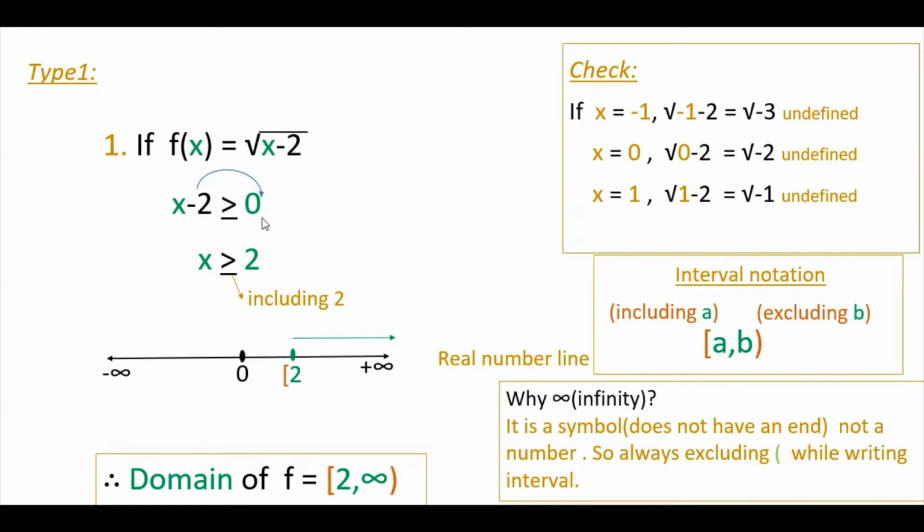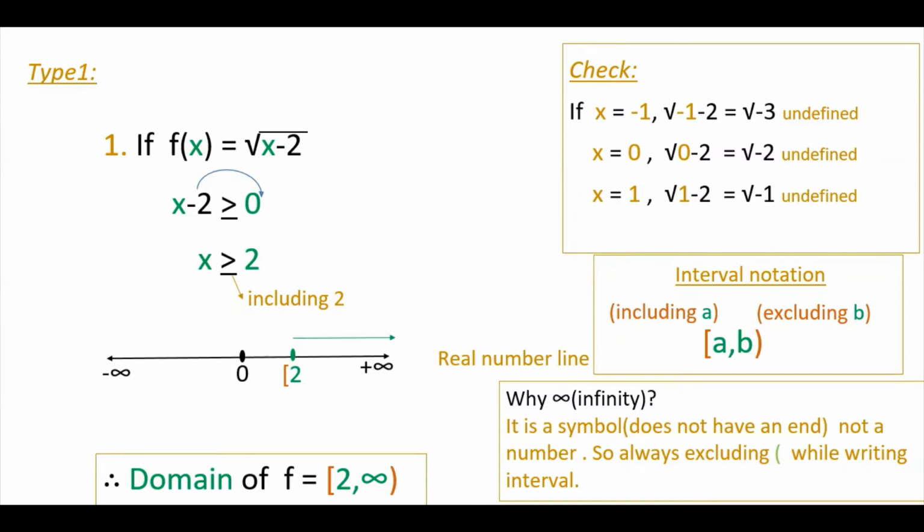So x minus 2 is greater than or equal to 0 and x is greater than or equal to 2. That means it is including 2 also. You can show this on the number line like this. This is a number line, minus infinity, 0 and plus infinity. And it is a positive number. X is greater than or equal to 2 means all the x values are either 2 or greater than 2. So these positive numbers you have to write on this side, and it is including 2. So you have to show like this, and x values are from 2. There are infinite number of real numbers from 2. So you have to put plus infinity.